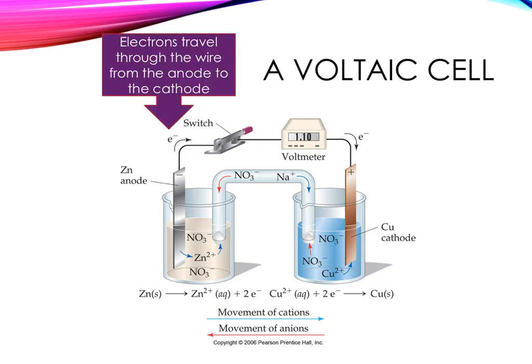All right. Electrons travel through the wire from the anode to the cathode. That is true in all electrochemical cells. They travel from the anode to the cathode through the wire. Make sure you state that they're going through the wire.